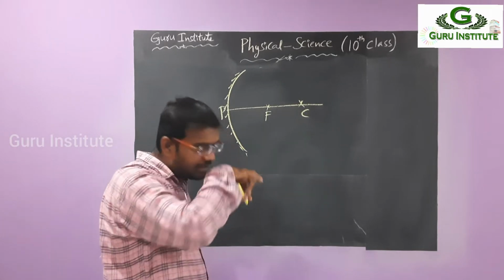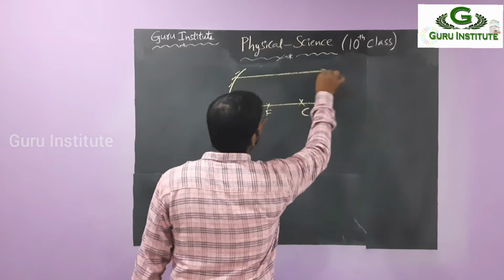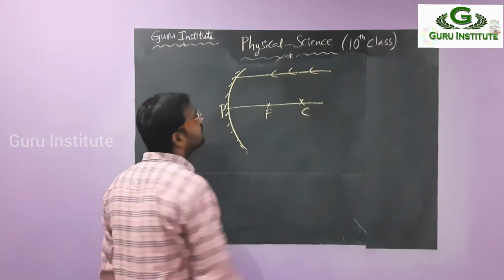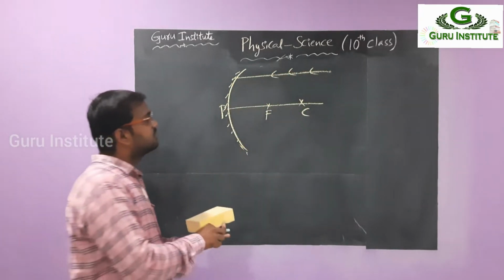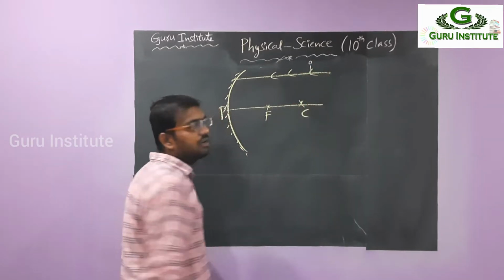Suppose a light ray is coming parallel to the principal axis like this. What do we know? This is called the incident ray. Then what do we have to draw now?